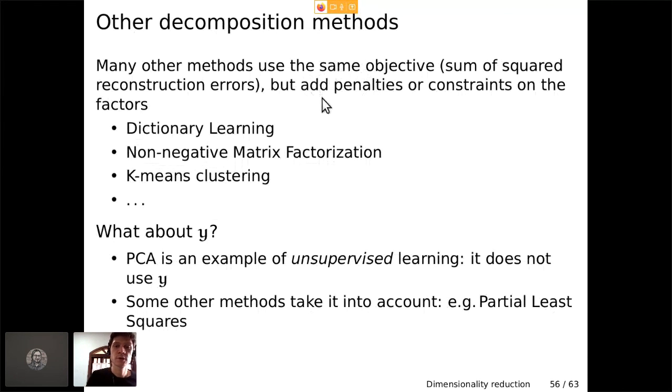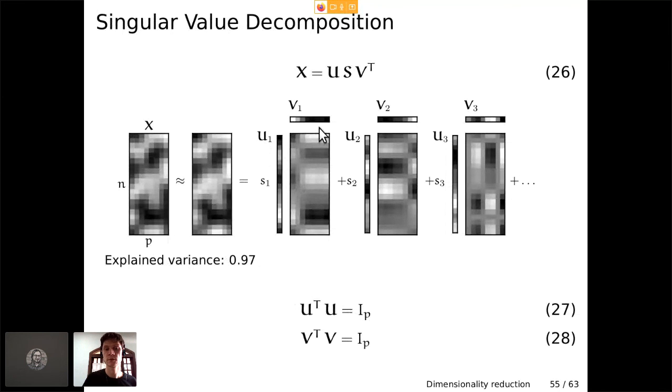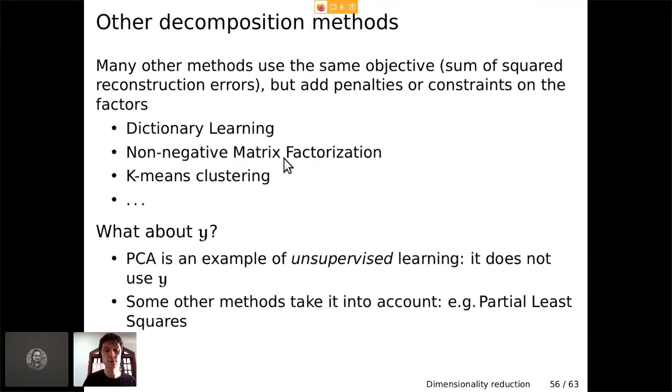And there are many other decomposition methods that use the same sum of squared errors, as I said, but add different penalties or constraints. You may have heard before of dictionary learning; non-negative matrix factorization is something similar, but with the constraint that each of the factors has to be positive. K-means clustering also minimizes the sum of squared errors, but here instead of continuous numbers, I must have discrete assignments to clusters, and so on.